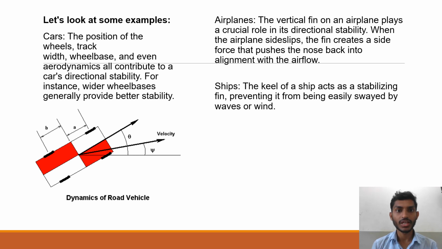The diagram illustrates a four-wheel vehicle in which the front axle is located at a distance a ahead of the center of gravity and the rear axle is a distance b behind the center of gravity. The body of the car is pointing in a direction theta while traveling in a direction psi. In general, these are not the same.